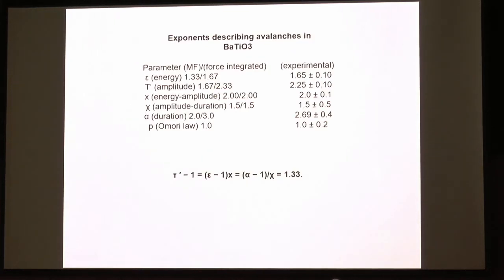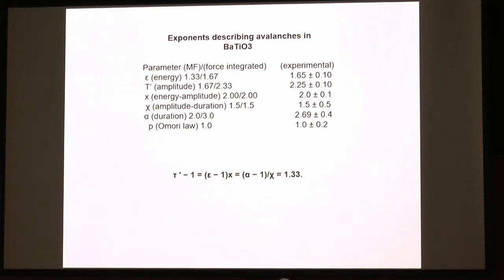So if we put all these shocks together, the exponents which describe the avalanches, we have a bunch of exponents here. The exponent for the energy, so you put the external force, the energy force in there. And the energy exponent has two predicted values, 1.33, which is the normal mean field value, and the force integrated mean field value, which is the one from earthquakes, for instance, 1.67. I mean, it's 1 plus 2/3. And the experimental value for barium titanate here is 1.65. So we are really exactly in the earthquake case.